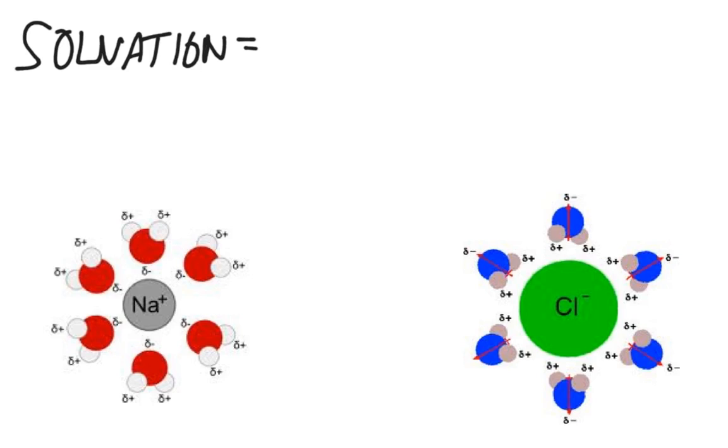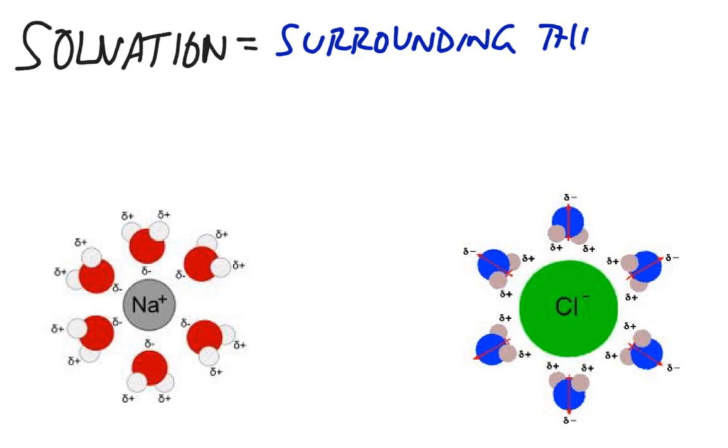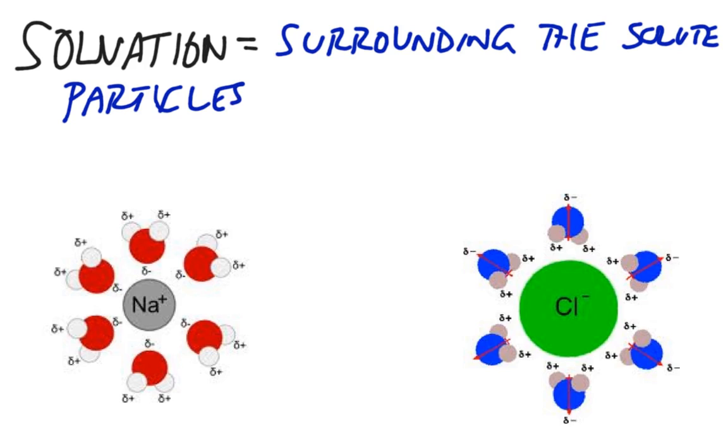Now, the process of solvation is the process by which we create solutions. Another way to think about this is surrounding the solute particles with solvent particles. The solvent is going to always outnumber the solute in almost every single solution that we will make. Now, a special type of solvation occurs when we have water as our solvent, and that's called hydration.